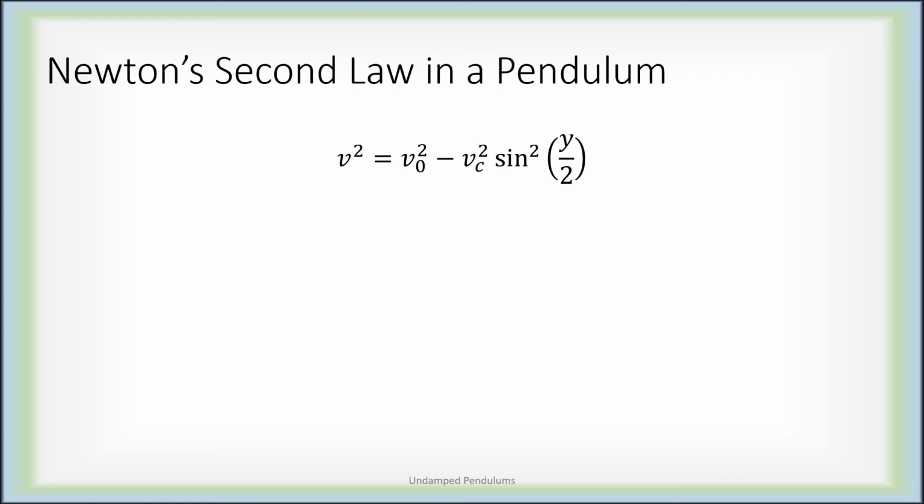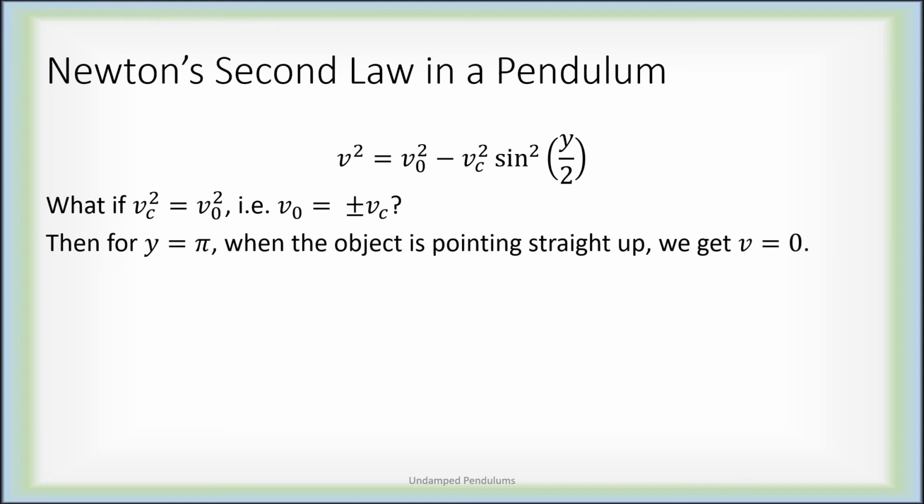Again, here's the solution we found. What if, on the other hand, vc squared is exactly equal to v naught squared? In other words, they're plus or minus equal to each other. Well then, for exactly y equals pi, this will be 1, and then this will be 0. So when y equals pi, the object is pointing straight up and gets a 0 angular velocity.